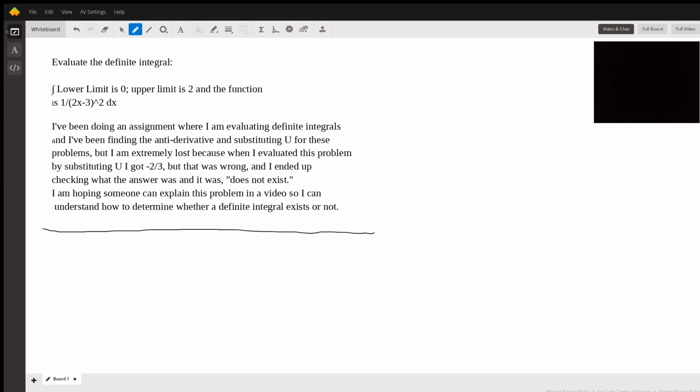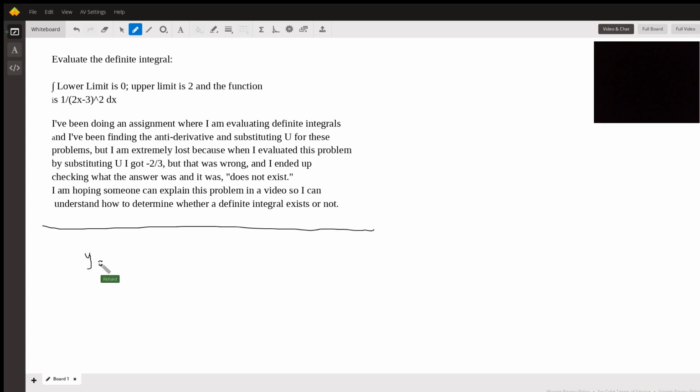If the function is a polynomial or something, you probably don't have to worry about it much. But if it's what's called a rational expression, then you should be going back to your Algebra 2 tools and doing a quick sketch before you try to take the integral. So let's look at the function. It's 1 over (2x minus 3) squared.